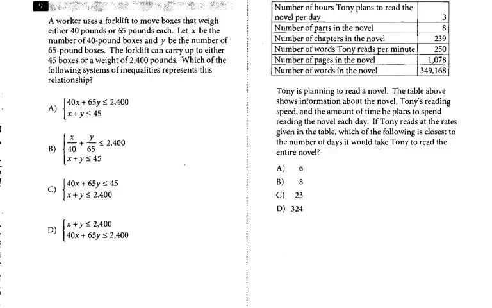And from the given information, we know that it's at most 45 boxes. So it will go to either A or B. Then the total weight will be 2,400. That's why you multiply. It's 40x plus 65y equals this. So A will be the answer.